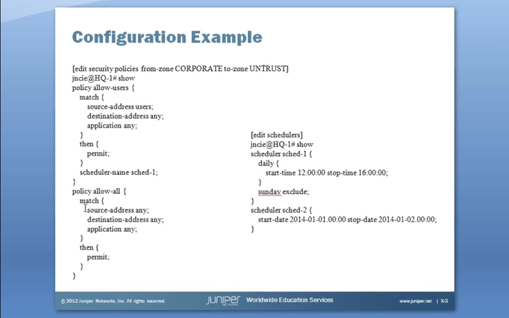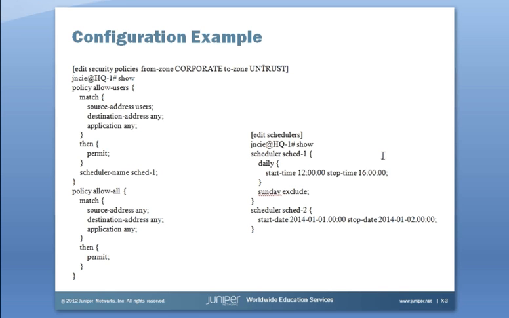The policy example on the left shows the scheduler sched1 applied to it. So during 12 o'clock to 4 o'clock every day except Sunday, the users will be permitted. But I showed you the example like this because once 4 o'clock comes and this policy is no longer activated, the policy below is still permitting that traffic. So that's one thing to keep in mind when you're applying these schedulers, is that you don't have another policy that's going to allow the same traffic. Otherwise I'm kind of defeating the purpose of the scheduler. So in this case, you're going to want to make sure that you have another policy after the policy with the scheduler that's going to deny this traffic.